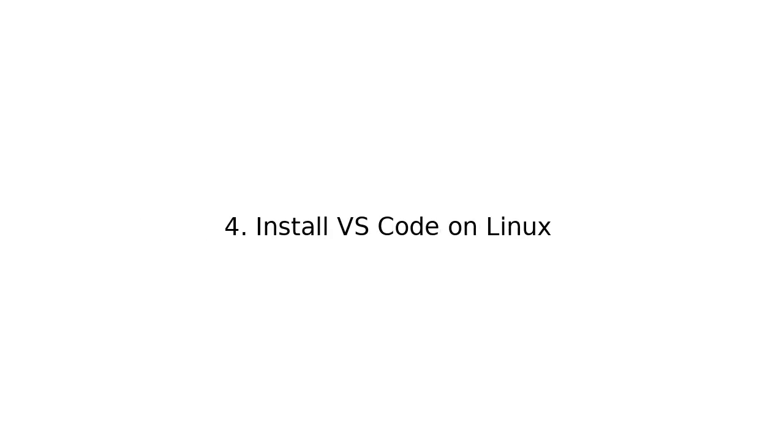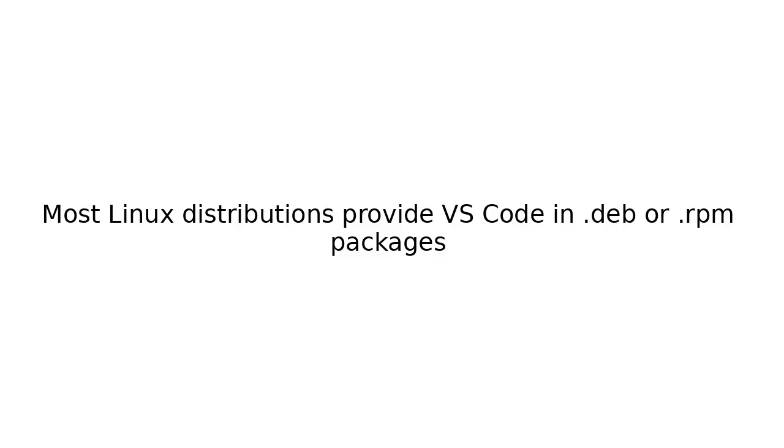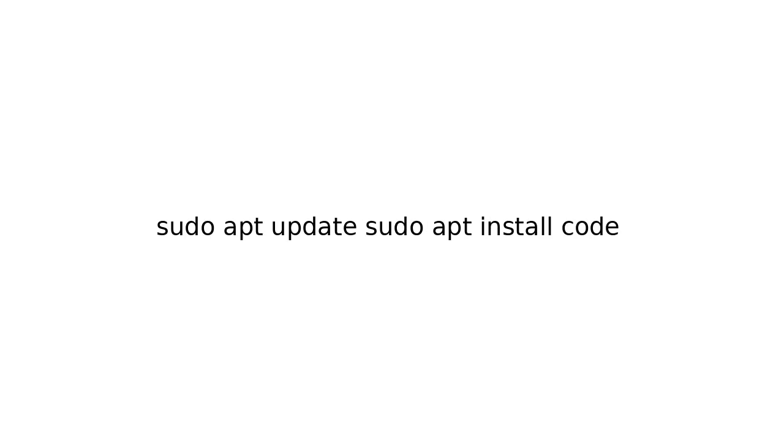4. Install VS Code on Linux. Most Linux distributions provide VS Code in .deb or .rpm packages. For Debian, Ubuntu: sudo apt update, sudo apt install code. Launch VS Code from terminal or application menu.